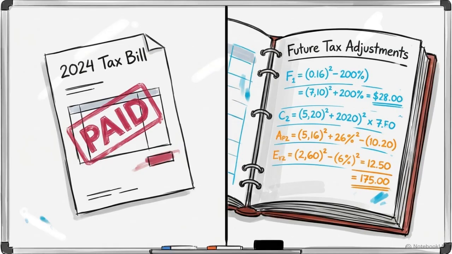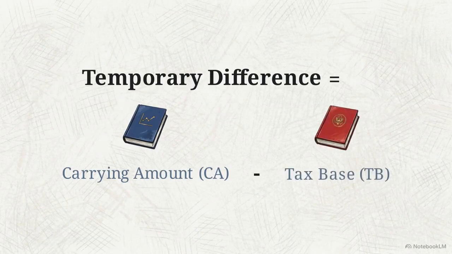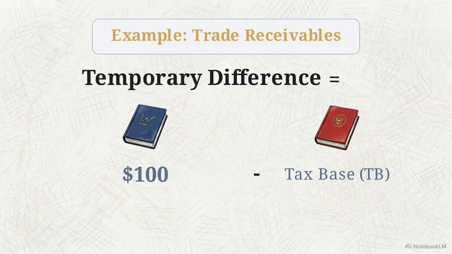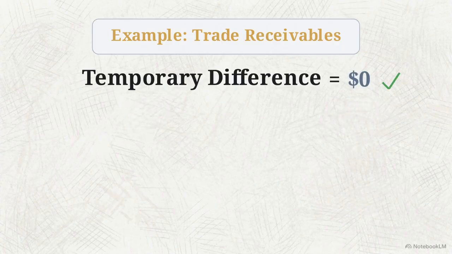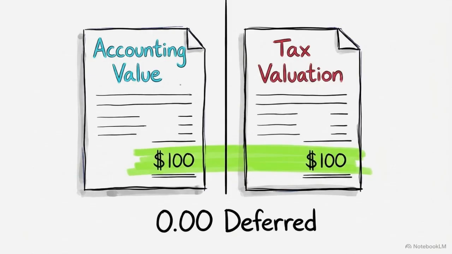Current tax liability is the cash paid for this year's profit. Deferred tax measures future tax payments or savings caused by today's temporary differences. We use a strict formula: the carrying amount on the financial books minus the tax base assigned by the tax authority. If you have $100 in fully taxed trade receivables, both the carrying amount and tax base are $100. The difference is zero. When accounting values perfectly align with tax valuations, there are no deferred tax consequences to track.